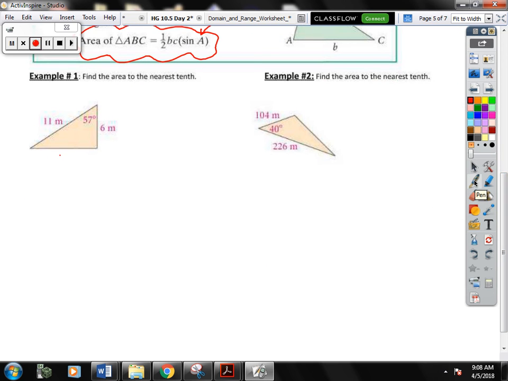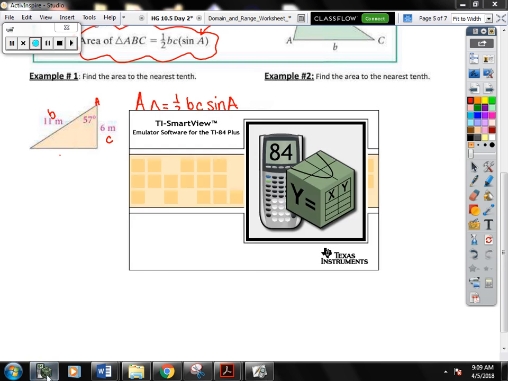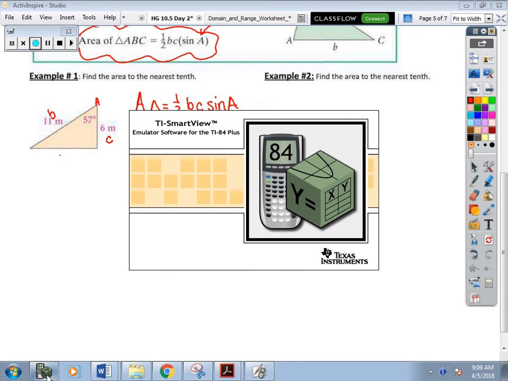So for this one, find the area to the nearest tenth. So again, we're going to use our 1/2 BC times sine A. We'll let this be B, this be C, and this be our angle A. And then you basically just plug in your formula. So 1/2 times 11 times 6 times sine 57. And then you can type that all in your calculator just so you don't have to round anything. We will round to the nearest tenth.